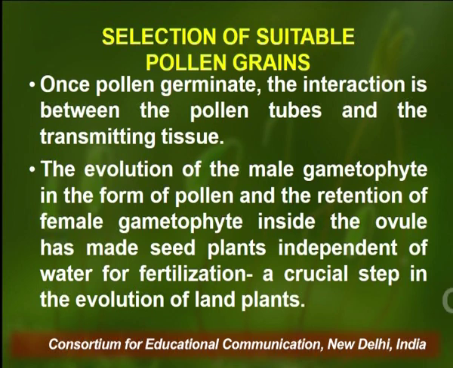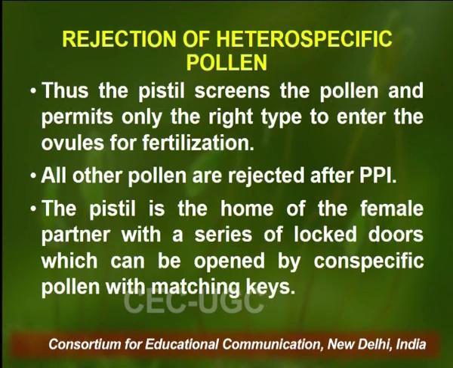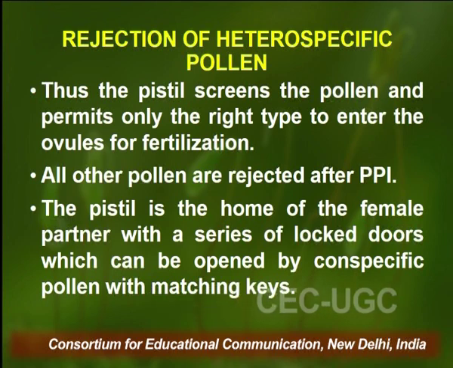The evolution of male gametophyte in the form of pollen and the retention of female gametophyte inside the ovule has made seed plants independent of water for fertilization. As you would have known, in lower plants, water is essential for fertilization. So, this is a very crucial step in the evolution of land plants. The pistil screens the pollen and permits only the right type of pollen to enter the ovules for fertilization.